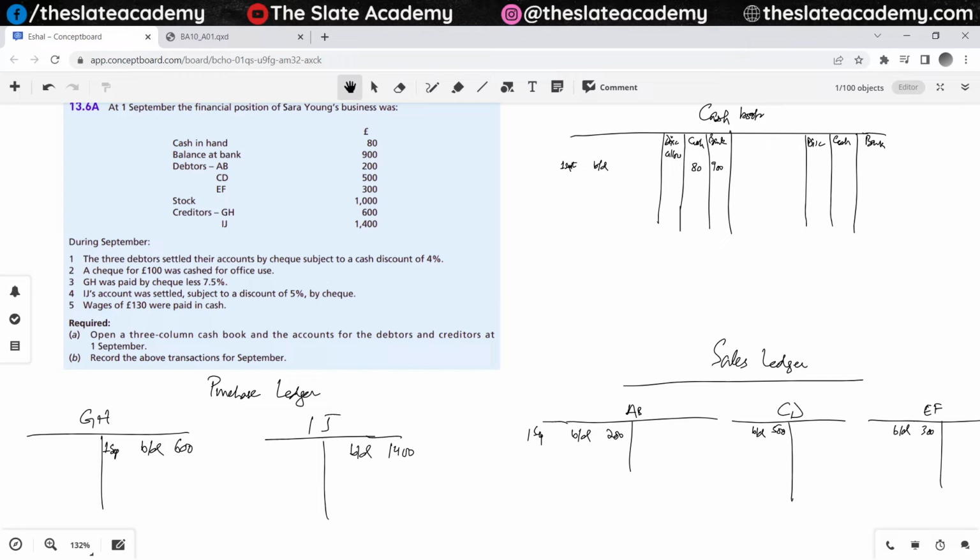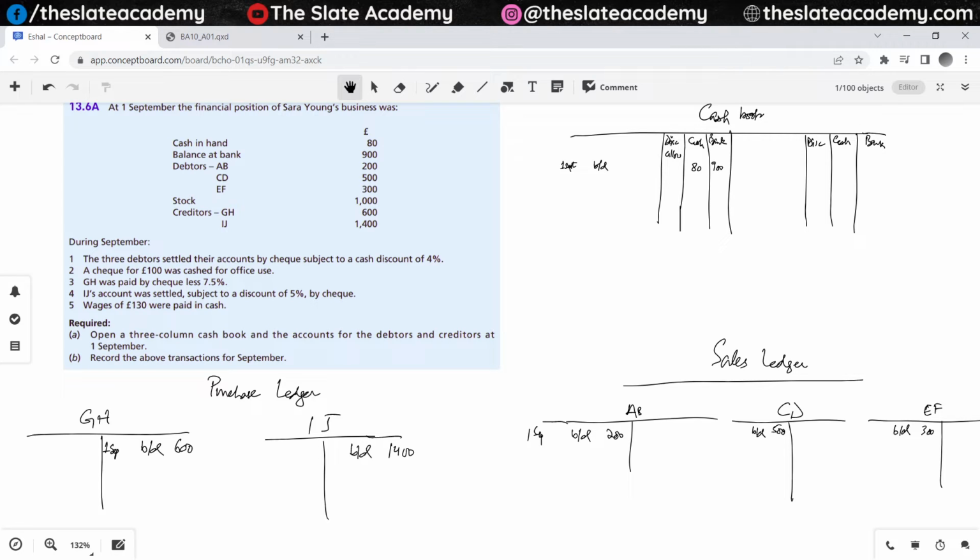So AB, after receiving a cash discount of 4%, has settled 200. So what's 4% of 200? 8. So he has received 8 as discount and he has paid the remaining amount by check.